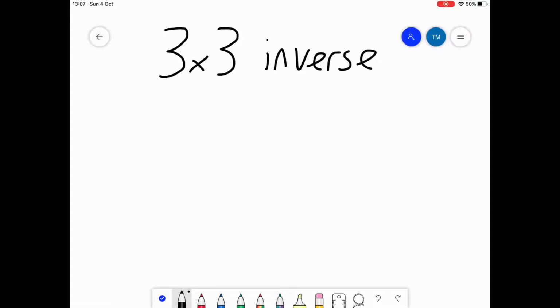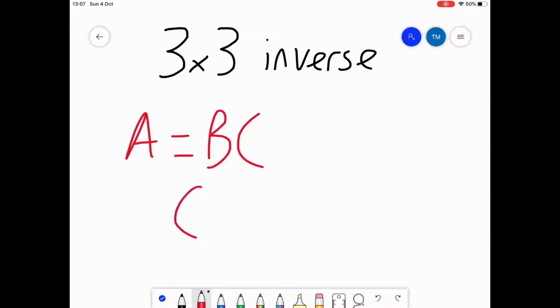Hello there everybody. Today I'll be showing you how to find the inverse of a 3x3 matrix. Now the reason you'd find an inverse is if you're trying to divide a matrix. So let's say we have A equals B, C, and we have a value for A and B.